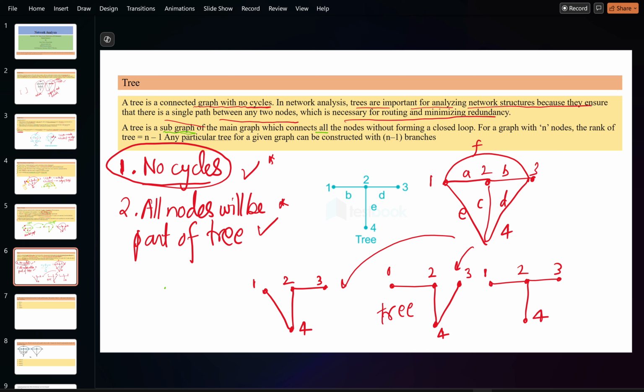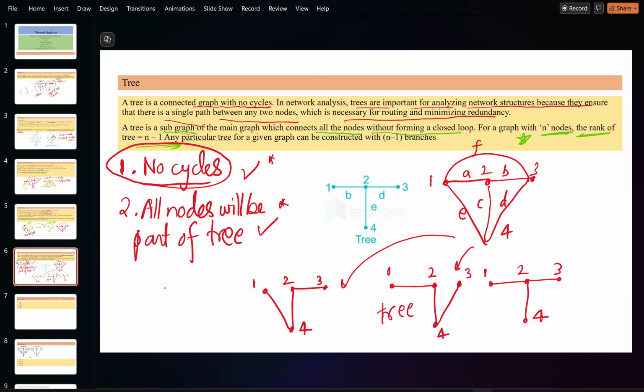And also it connects all the nodes without forming a closed loop, which I have said means there is no cyclic formation inside. And there is one more important part. If there are n nodes, the rank of the tree will be n minus 1. This you have to remember.